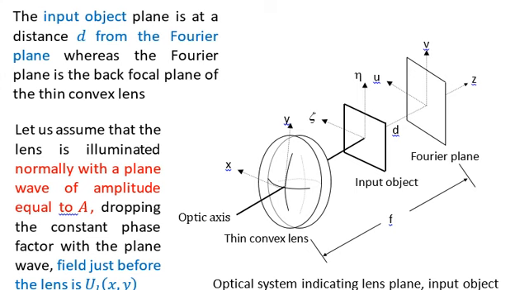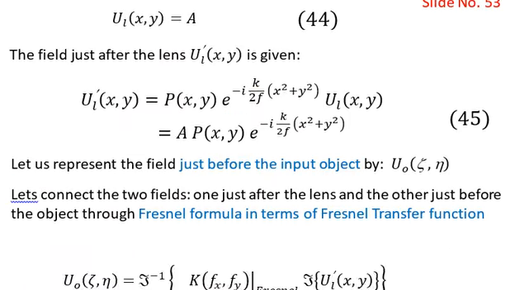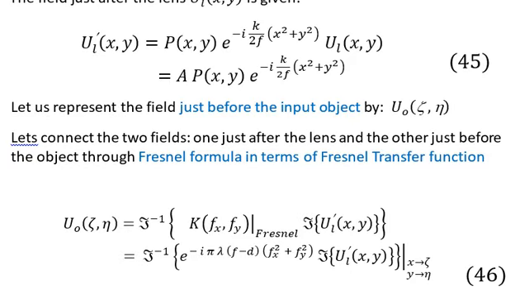From the figure you can see that the distance between the lens and the input object is f minus d. So we have to propagate the field after the lens to travel a distance equal to f minus d to reach the input plane. Let's represent the field just before the input object by u naught of zeta and eta. Let's connect the two fields, one just after the lens and the other just before the object, through the Fresnel formula in terms of the Fresnel transfer function.